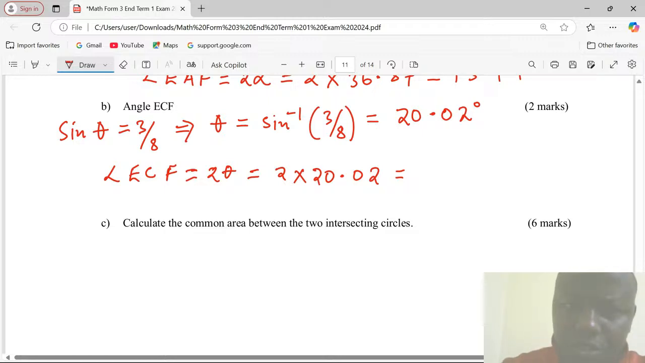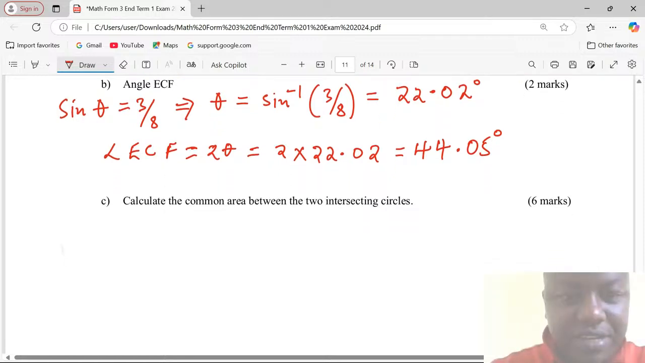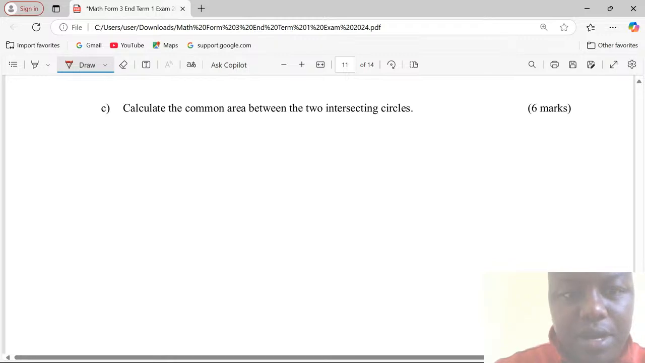Sorry, just a minute. Shift sine 3/8. That gave me 22.04. So not 20, but 22.04. So when I multiply by 2, I'm getting 44.05 degrees.